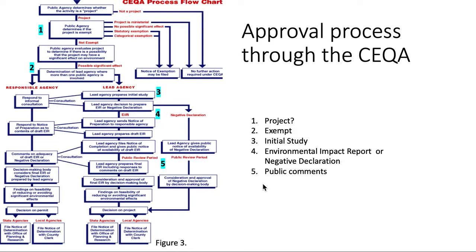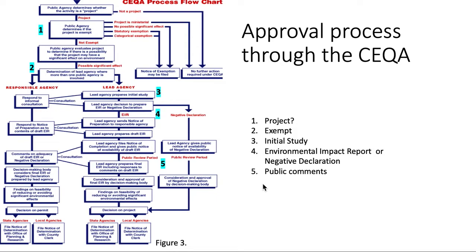Next is to see if the project is exempt. This means that the project will not have any significant effect on the environment. At that point, an exemption is filed. After this checkpoint, more agencies are added to the approval process. As depicted on the flowchart, the lead agency is an important group.